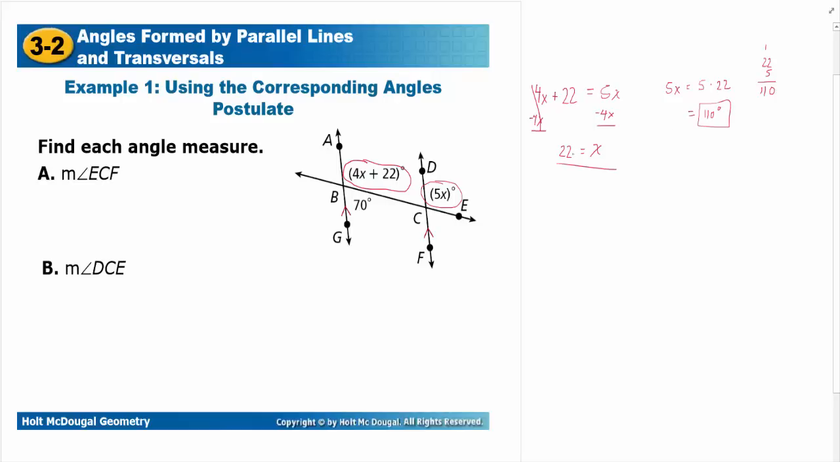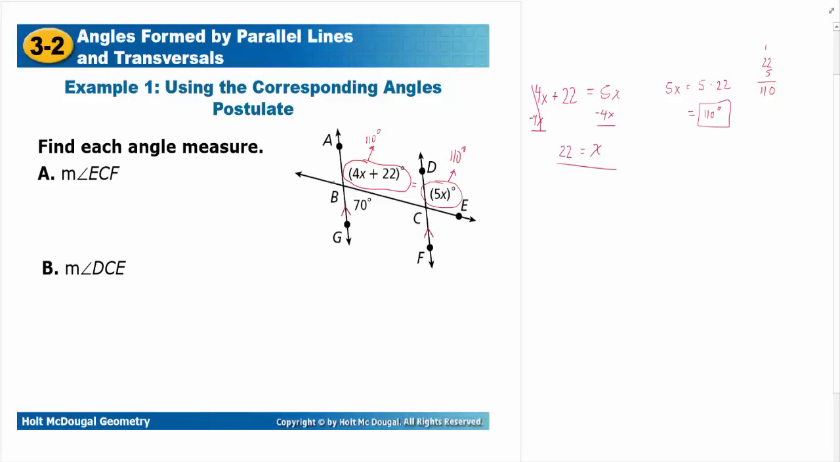So what we've done is I set these 2 angles equal to each other, solved for x, got 22, and I plugged x into this angle right here. I got 110 degrees. And because these angles are equal, I now know that this angle is also 110 degrees.